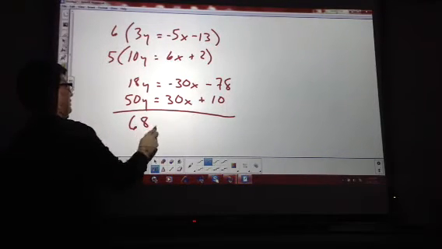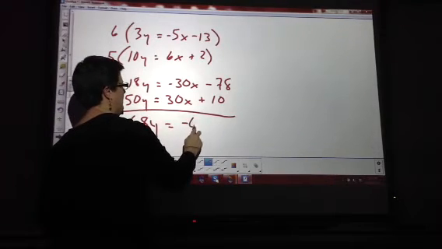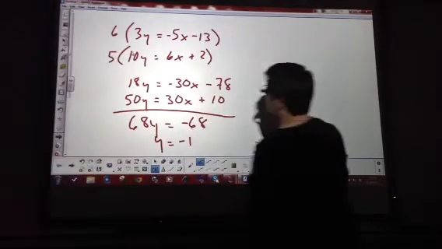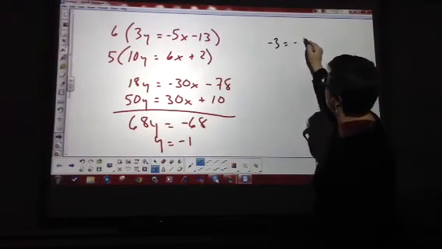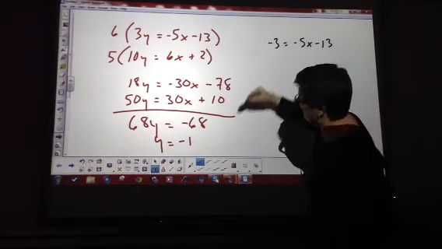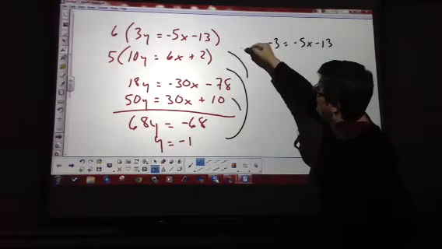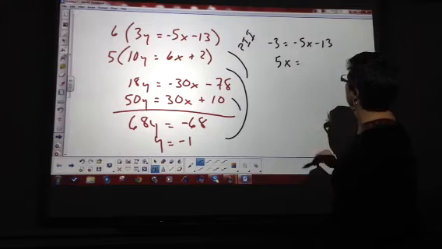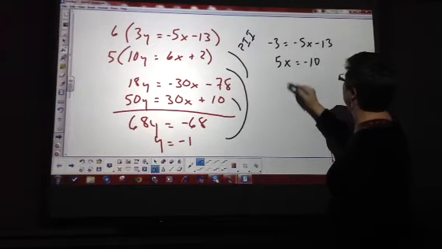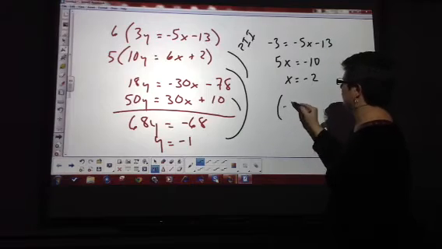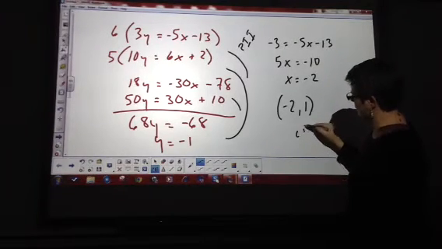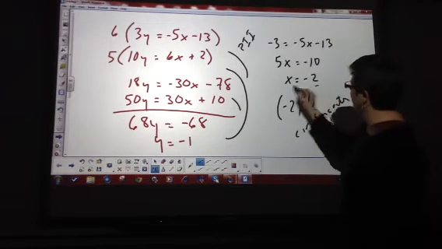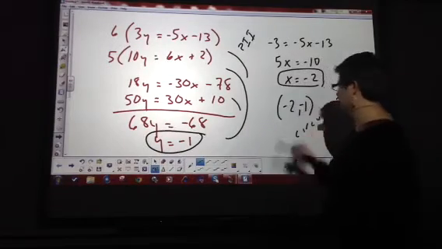Interesting. That's 68y is equal to minus 68. So y is equal to minus 1. If y equals minus 1, then minus 3 equals minus 5x minus 13. I take any of these equations and just plug it in. So that's giving me 5x is equal to negative 10. So x is equal to negative 2. So I have negative 2, negative 1 as the circumcenter of this triangle. Wow. Negative 2, negative 1. Really need to pay attention there.